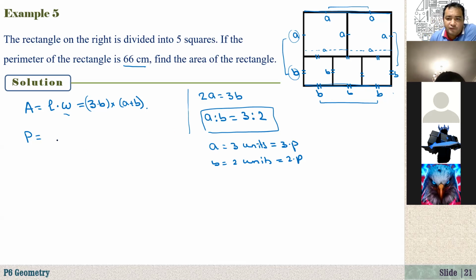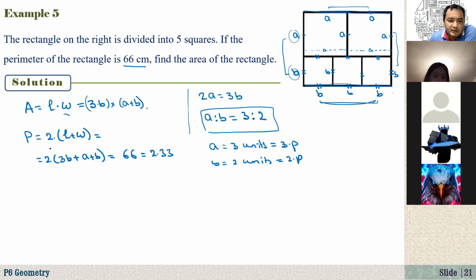Now, what is the perimeter? If you remember, perimeter is 2 times length plus width. So it equals 2 times, what is length? Length is 3b, plus width, which is a plus b, and that is equal to 66. And 66 is 2 times 33. Now this 2 is gone, and b plus b plus b plus b is 4b, plus a equals 33.